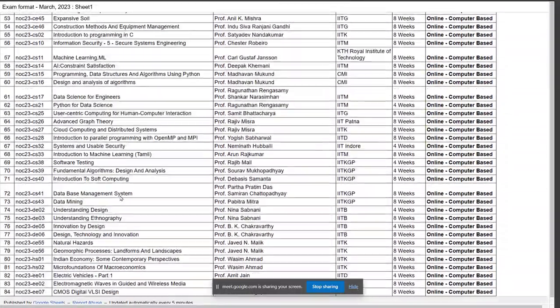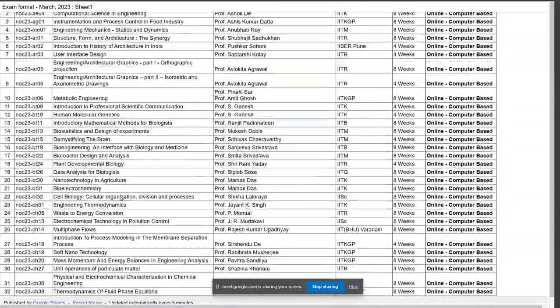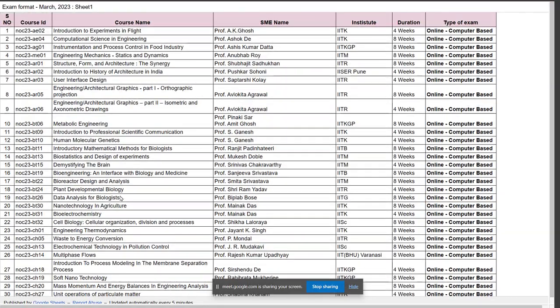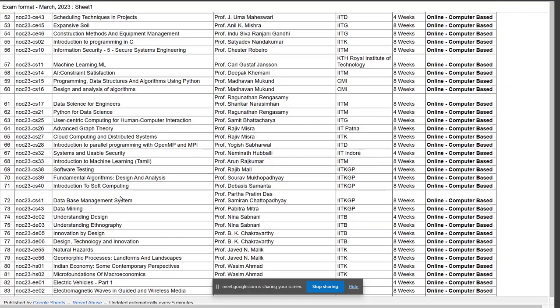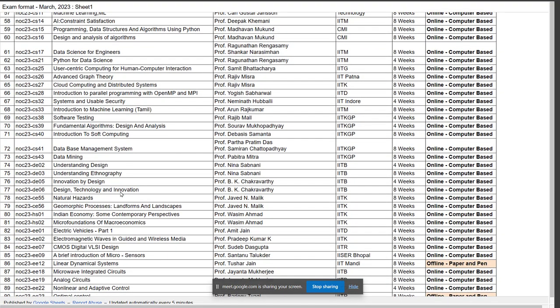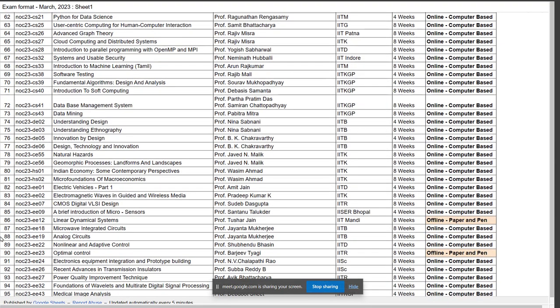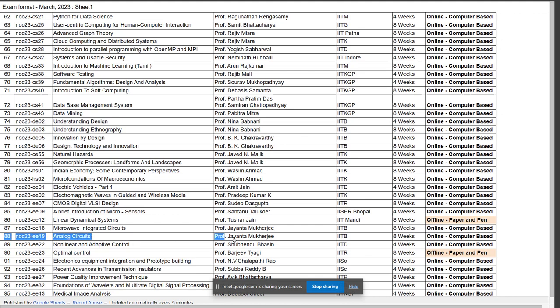For essay type, do we have to write on the computer or on pen and paper? You have to write it on the computer. What is meant by essay type? Any theory questions like that? Yes, small theory type. It will be online, computer based.